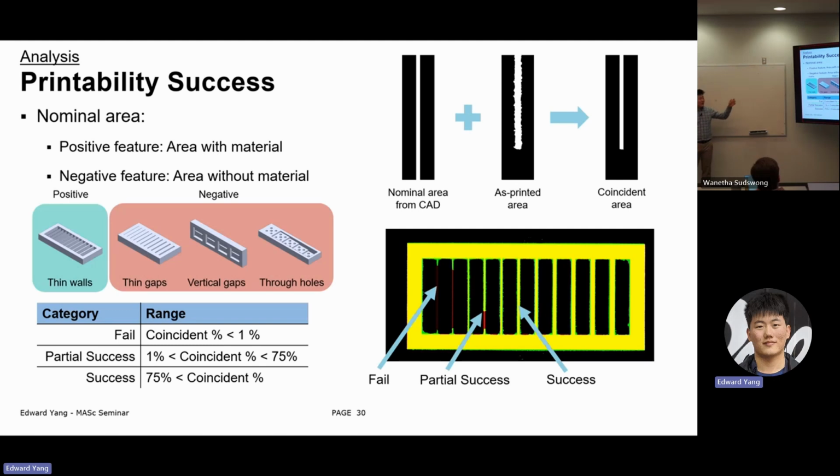This nominal area is based on whether the feature is negative or positive. So for positive features, like the thin wall artifact, we're looking at where the material is. And for negative features, like the holes and the gaps, we're looking for areas where the feature should be clear. There should be no material in a specific area. I chose these ranges to classify the fail, partial success, and success ranges.